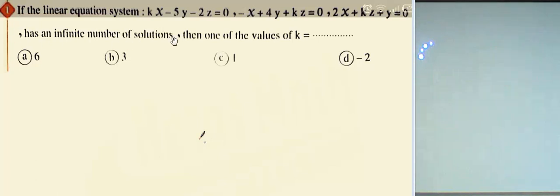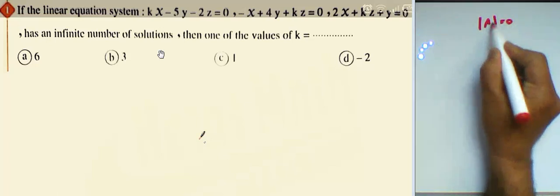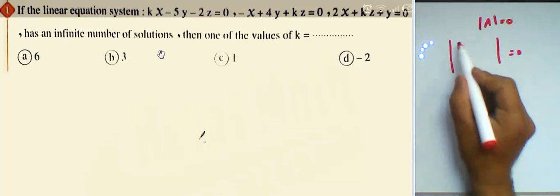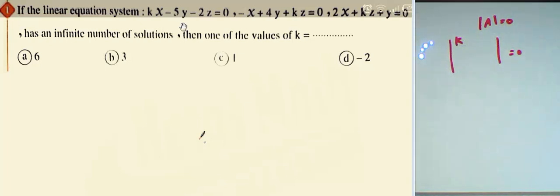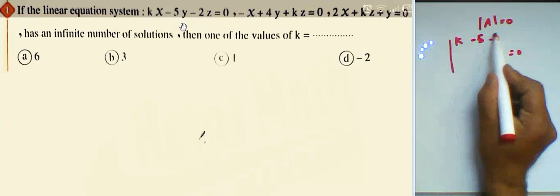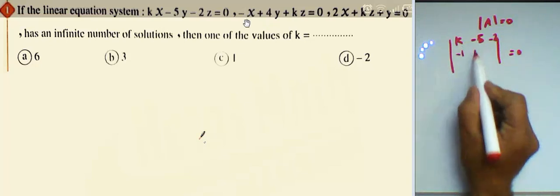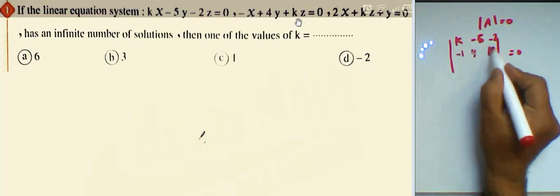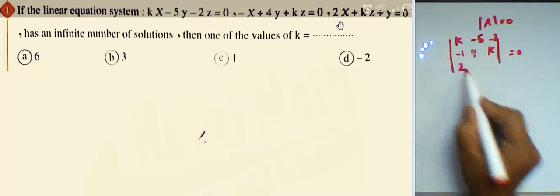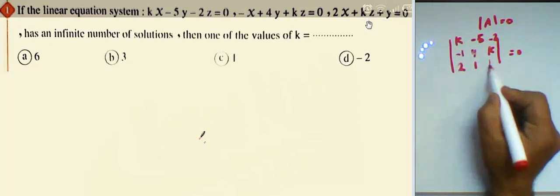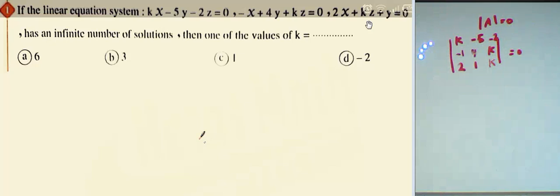It tells us it has an infinite number of solutions, meaning the determinant of A will be equal to 0. We can write the absolute value equal to 0 with the coefficients: first equation k, −5, −2. Second equation −1, 4, k. Third equation 2, 1, k. Then we find that the determinant of the matrix equals 0.